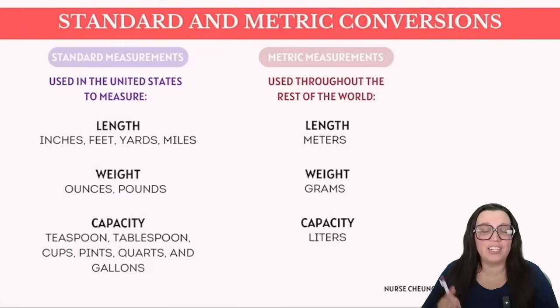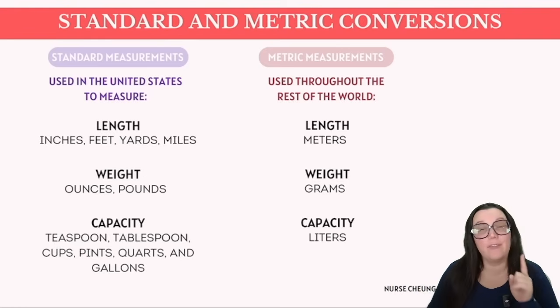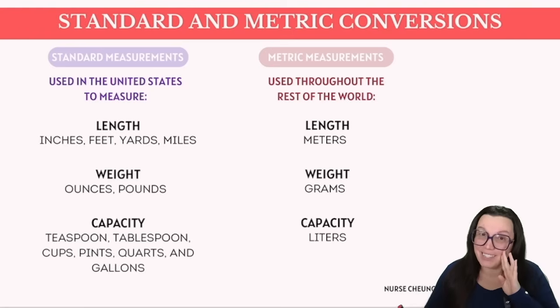Throughout the world, various units of measurement are used across many different countries. However, the most widely adopted system globally is known as the metric system. In fact, there are only 3 countries around the world that don't use the metric system. And guess what? The United States is one of them.